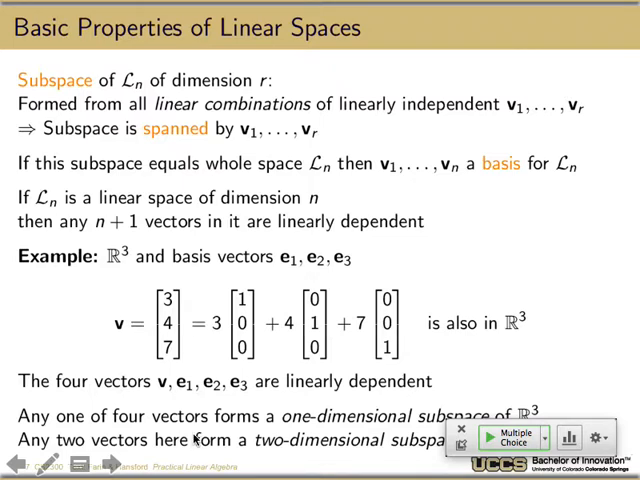So any one of these 4 vectors forms a subspace of R3, any 2 of them form a 2-dimensional subspace of R3, any 3 of these 4 vectors form a 3-dimensional subspace of R3, all of R3.